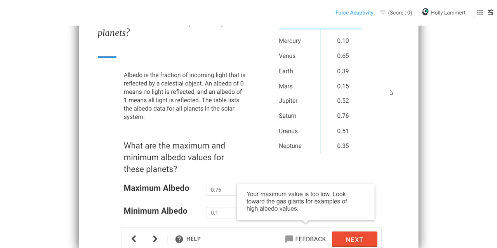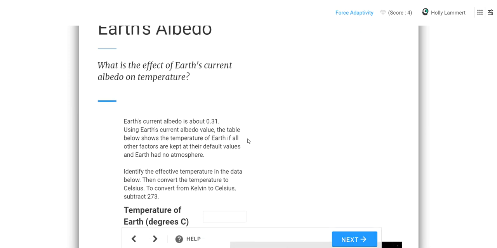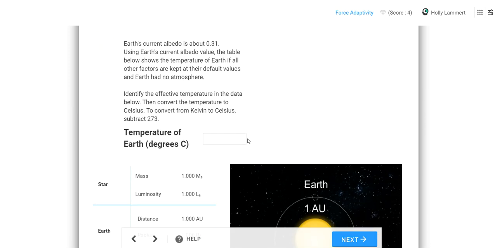Okay, whoops, I said Saturn, I entered Venus. But anyway, so there's Saturn, and then Mercury. Okay, what about Earth's albedo? It's going to change. Earth's current albedo is 0.31.